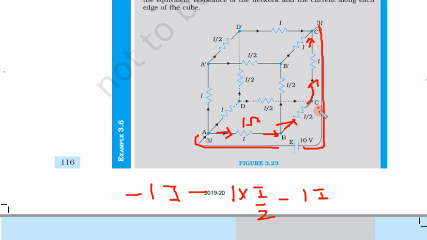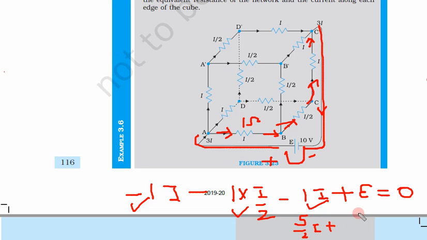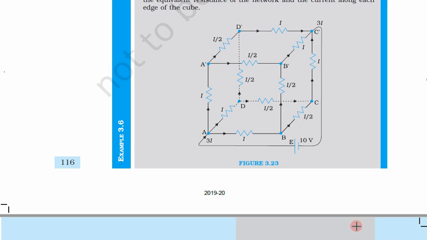Now we have come along this line and here is the battery. So we are jumping from negative to positive. So that means this potential must be positive. This must be equal to 0. Now calculate I, 2I, 2 and a half I. So that means 2 and a half, meaning 5 by 2 I plus epsilon is equal to 0. In this case we have already calculated epsilon is equal to V. So this is our equation.